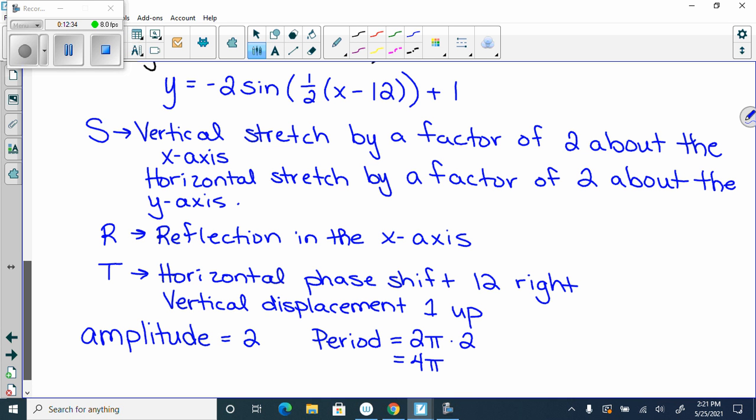What is the midline at? Y equals 1. So is your D value. Y equals 1.